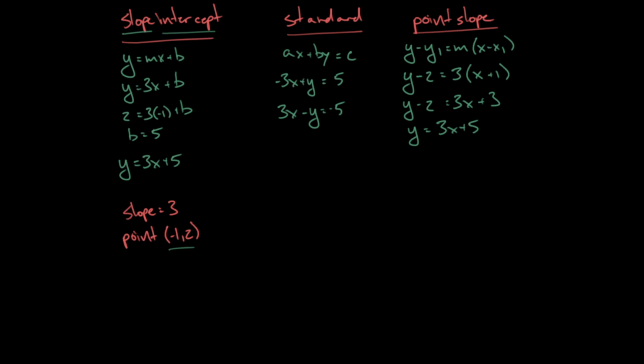So what I've done here is I have created 3 different representations of the same line. All these are the exact same line. If I were to graph any of these, I get the exact same thing. They describe the exact same set of points. They're just in different forms.